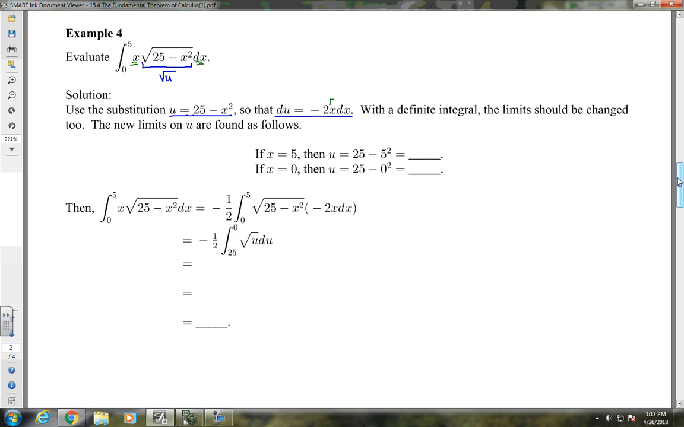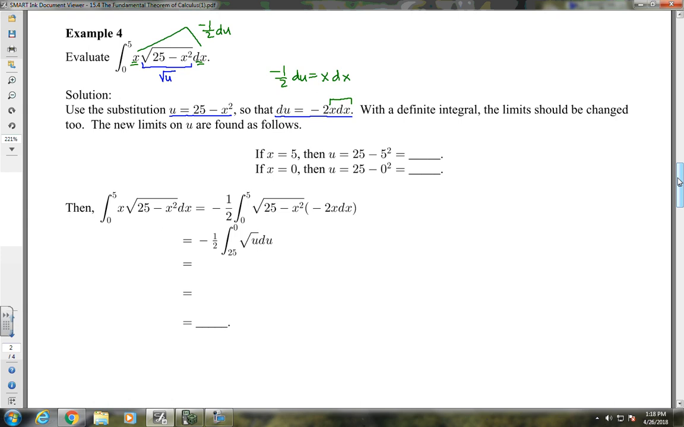We want to isolate this x dx so that we can see what our leftovers will be replaced by. So multiply both sides of that substitution equation by negative 1/2. And we can see that our x dx will eventually be replaced by negative 1/2 du. Okay, so if you drop down here and check out this line, notice I have the square root of u as my new integrand. There's my negative 1/2 du.